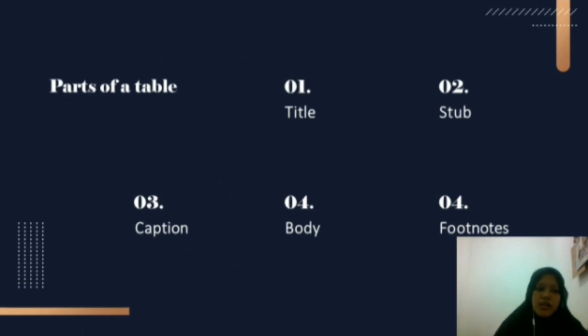Right, so we are going to know about the parts of a table. The first one is title. The title of the table speaks about the contents of the table. The title should be concise and precise, no extra detail. The title should be written in sentence case.